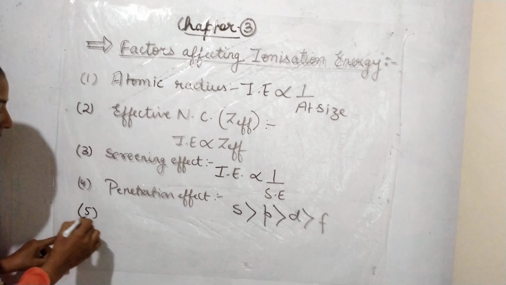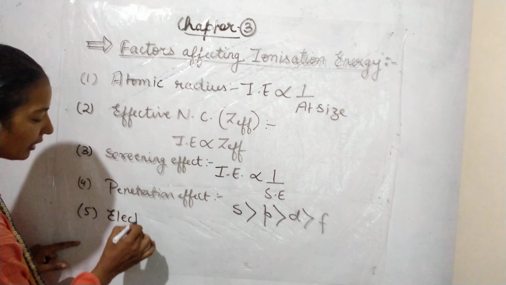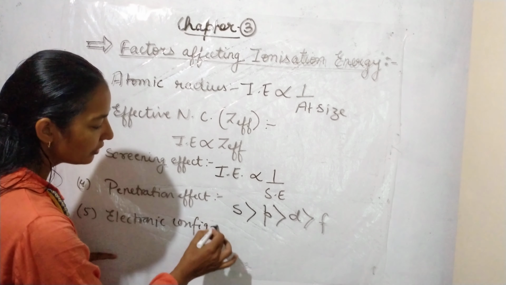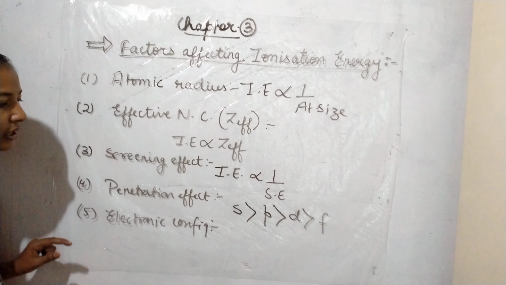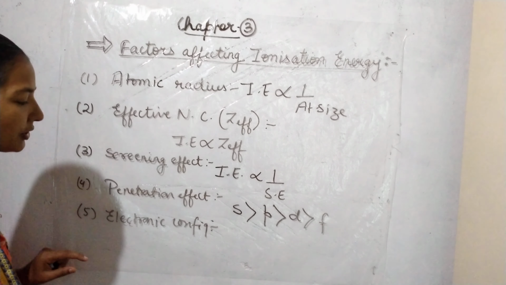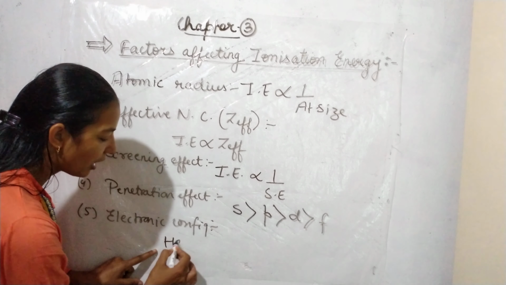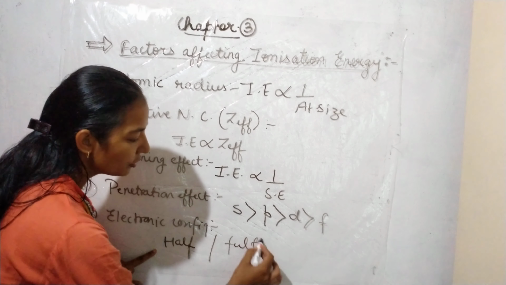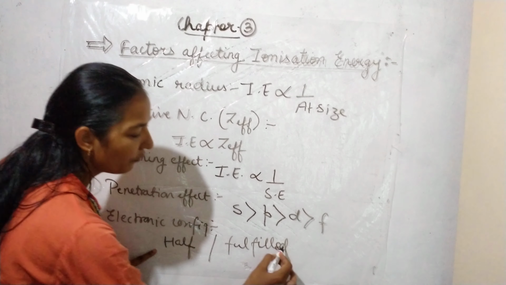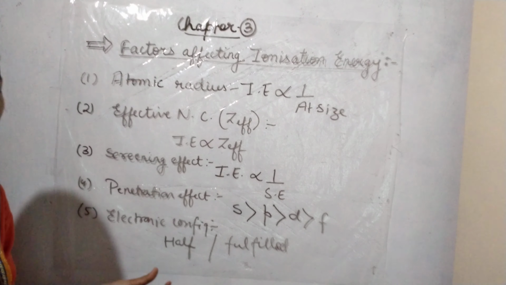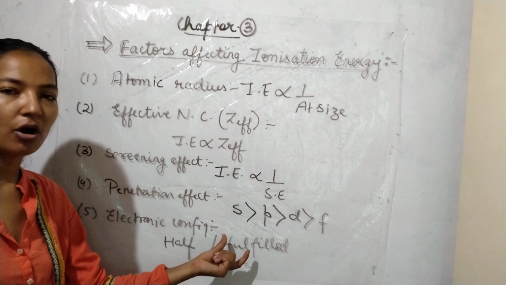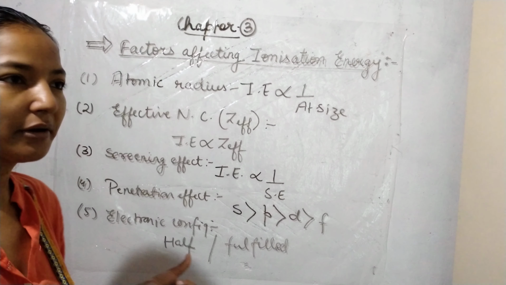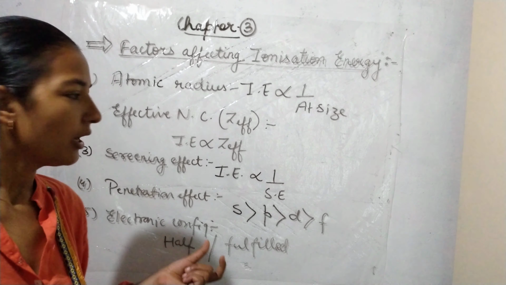Fifth one is about the electronic configuration. This is very important. So what about electronic configuration? We have two types of configuration. Number one is half filled orbitals and second one is full filled. So you have to remember that half filled orbitals or full filled orbitals always have more ionization energy as compared to the other configuration.